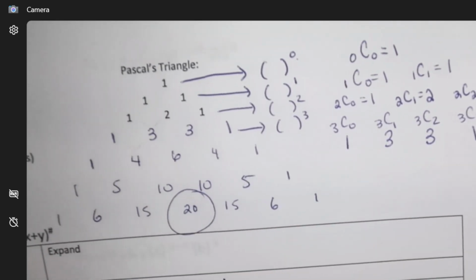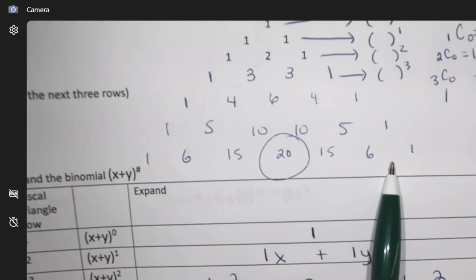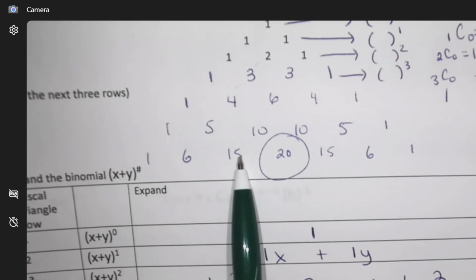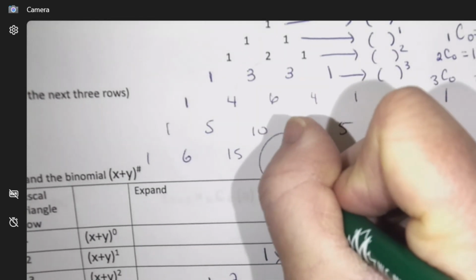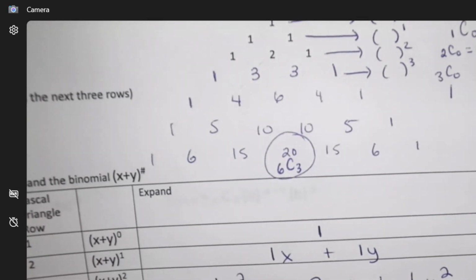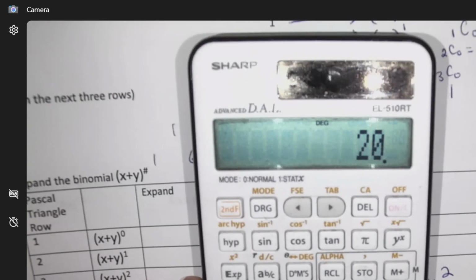So if I take this one, for example, randomly, this would be 6, choose 0, 1, 2, 3. 6, choose 3. 6, choose 3 should be 20. There it is.